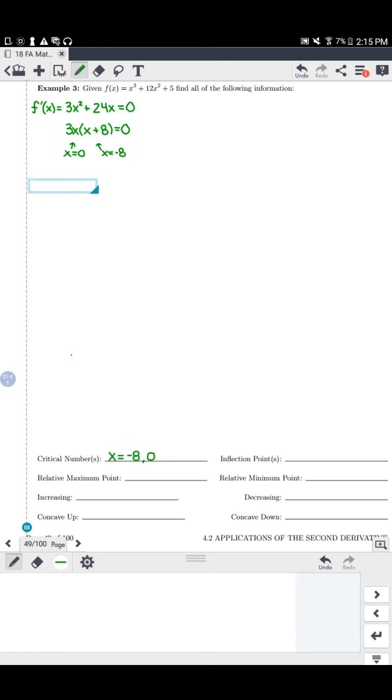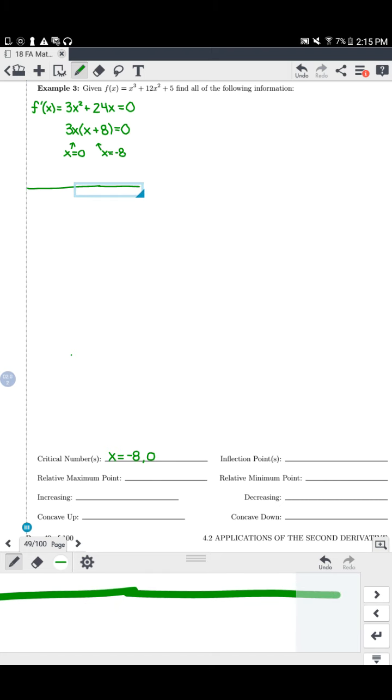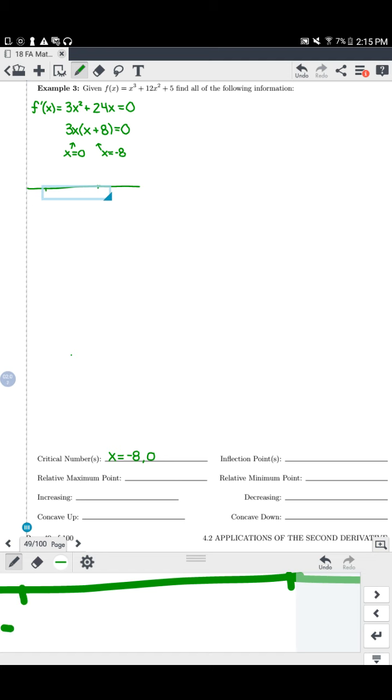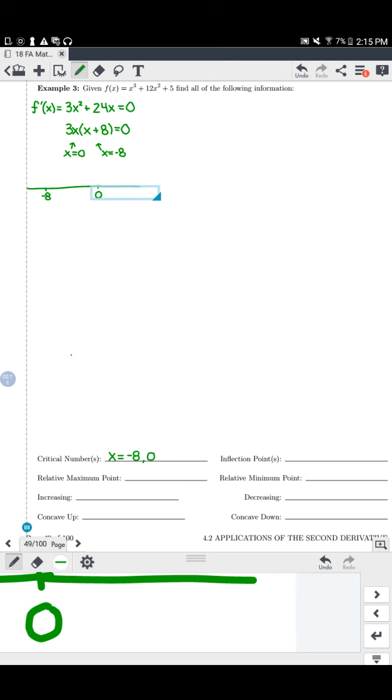Those are the only places where relative max and min can occur. And those are the only numbers included on my intervals for increasing and decreasing. So my second step is to use these numbers in making a sign chart. So I'm going to label on here my two critical numbers. So my first critical number is at -8, and my second critical number is at 0.